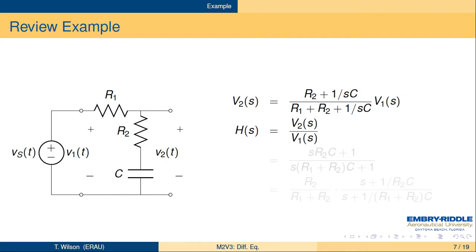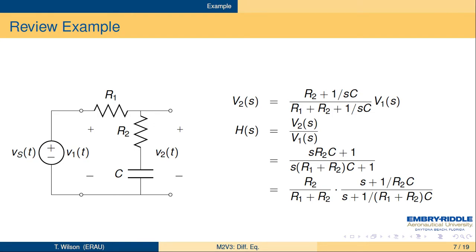So we're looking at V2 over V1, both functions of S, and we take the expression above and multiply through by SC over SC. And then we factor out R2C from the numerator, and we factor out R1 plus R2 quantity C from the denominator. And we end up with R2 over R1 plus R2 as a scale factor times S plus 1 over R2C, the zero at minus 1 over R2C, over S plus 1 over R1 plus R2 quantity C. The pole is at minus 1 over R1 plus R2 quantity C.